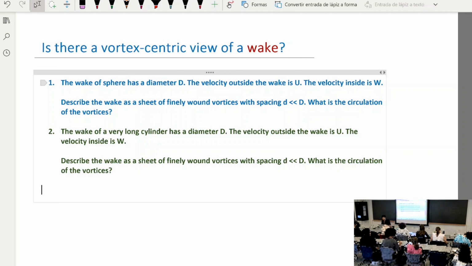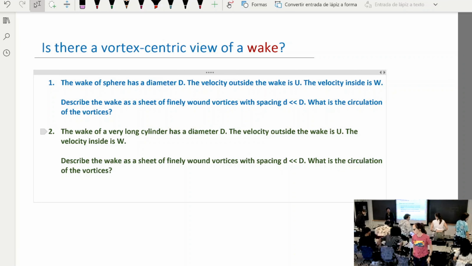Okay, so can you describe the wake as a sheet of finely wound vortices with spacing d much less than the diameter of the wake? And what is the circulation of the vortices? I want to ask you to describe the flow exactly as we described in the jet case, where it's almost like finely wound vortices. And then try to do it similarly for a very long cylinder. Okay, so please come up. This is more of a qualitative question, but there is a little bit of quantitative computation.